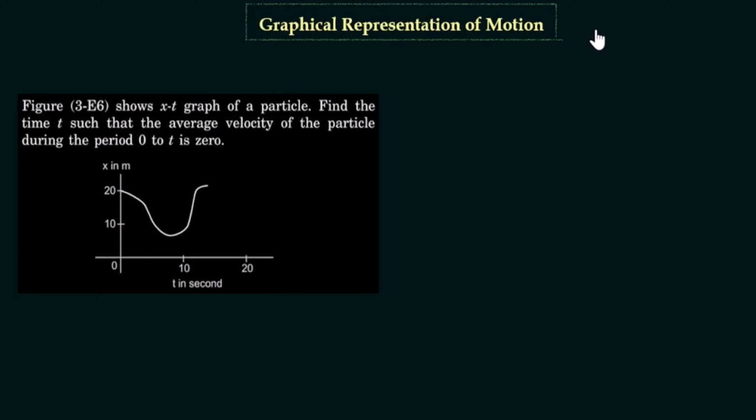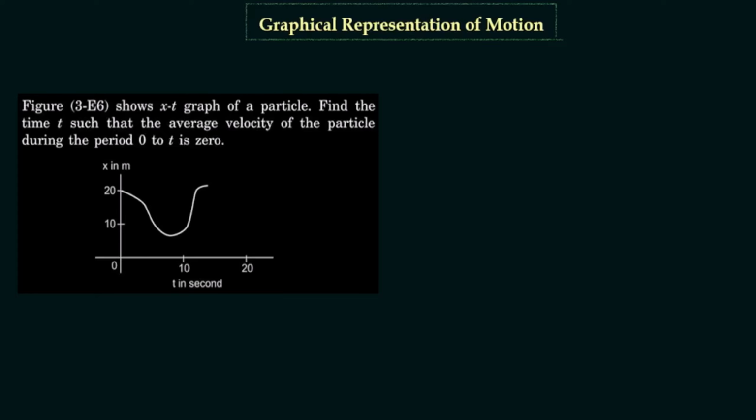In this particular video, we are going to solve a few problems related to the graphical representation of motion. Our first problem is here. The question is, the figure shows an x versus t graph. It is a displacement versus time graph of a particle. Find the time t such that the average velocity of the particle during the period 0 to t is 0.